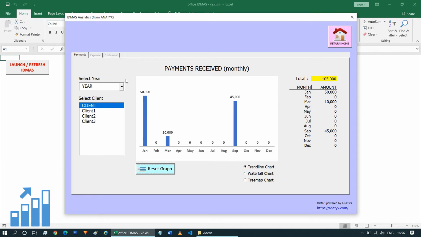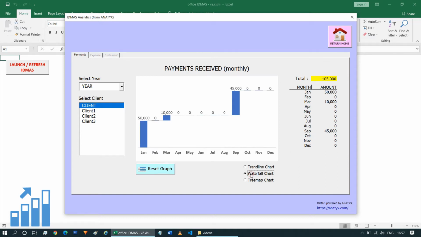So overall, if you look at the payments received monthly, I see 50,000, 10,000 and 45,000 is the amount that was received from different clients, and the total amount we received is 1,05,000. Here are the 3 graph options you have. You got the trend line, so this is basically the trend line graph or the simple bar graph.